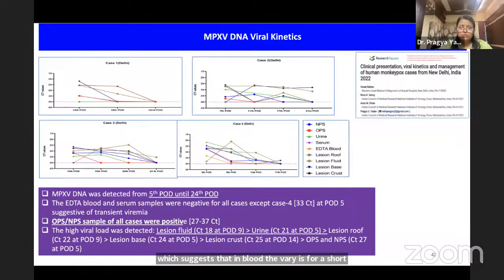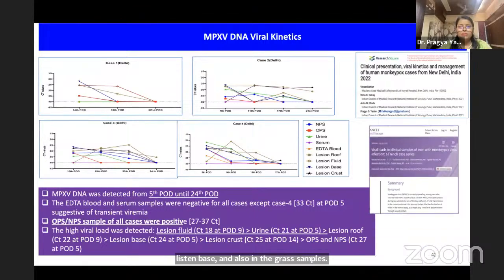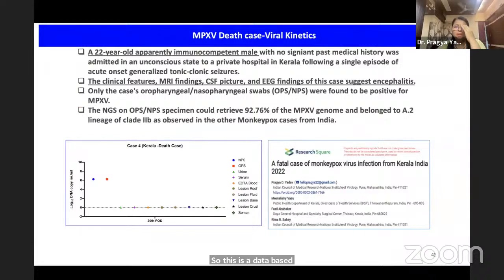The oropharyngeal swab and nasopharyngeal samples were positive in all cases, and they have good viremia. A high viral load was detected in lesion fluid, urine, lesion roof, lesion base, and also in the crust samples, including OPS and NPS. So this is a data-based study which I'm presenting here.